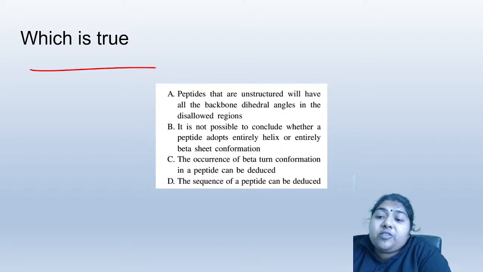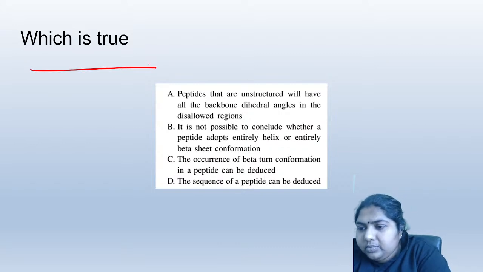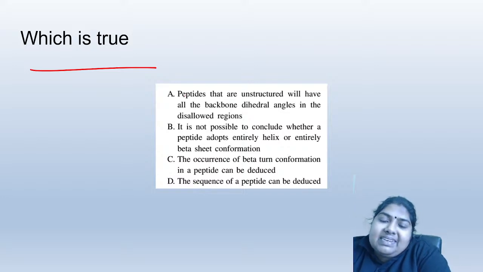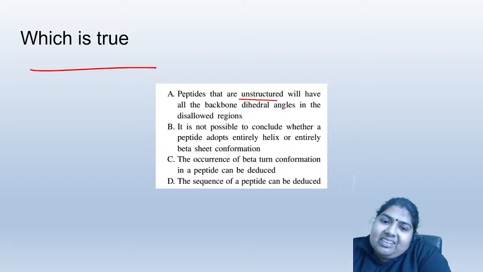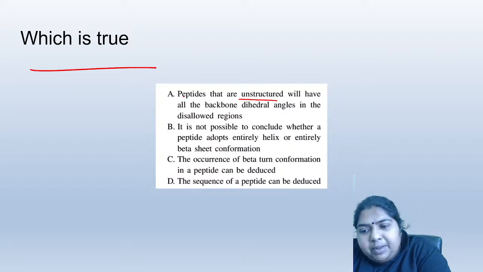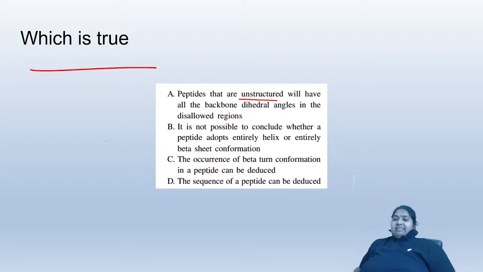Which of the following is going to be true? Peptides that are unstructured will have all the backbone angles in the disallowed region. It is not possible to conclude whether a peptide entirely adopts helix or beta sheet. The occurrence of beta conformation in a peptide can be deduced. The sequence can be deduced. Which can be the correct answer for this question?